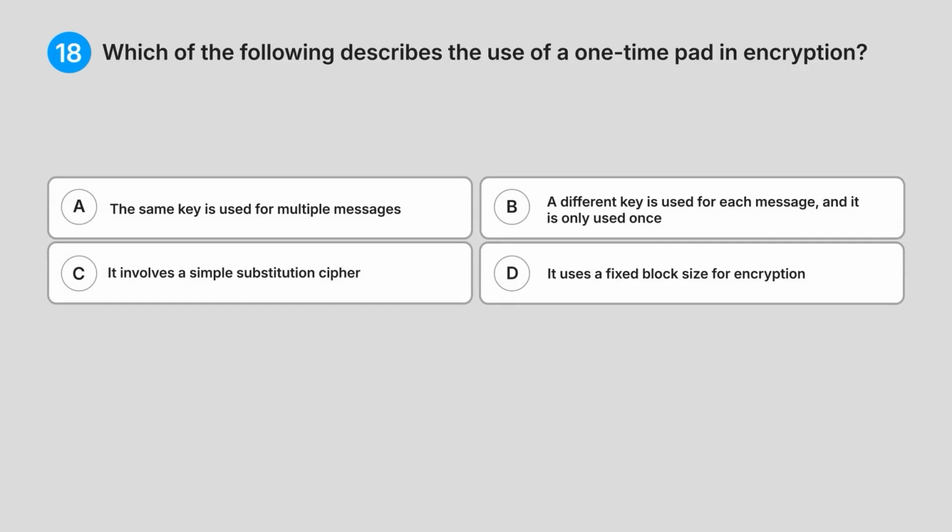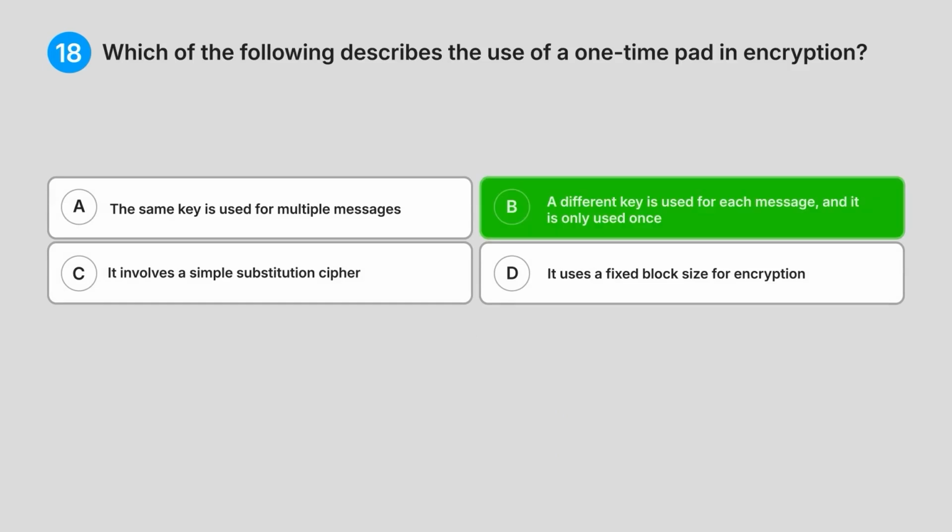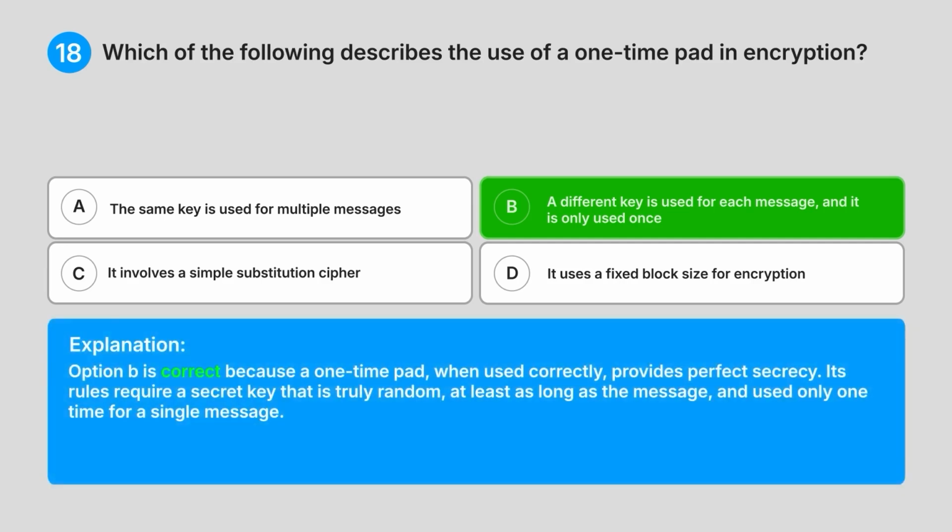Correct answer: B. A different key is used for each message, and it is only used once. Explanation: Option B is correct because a one-time pad, when used correctly, provides perfect secrecy. Its rules require a secret key that is truly random, at least as long as the message, and used only one time for a single message.